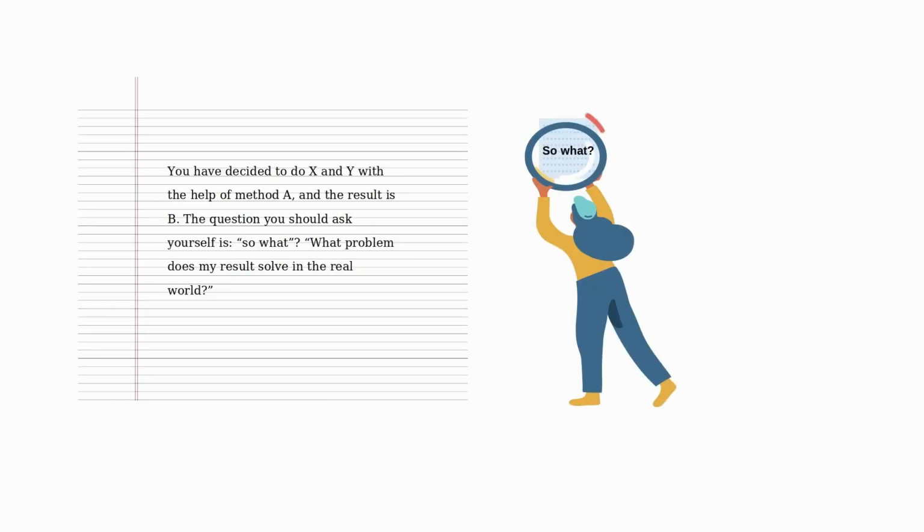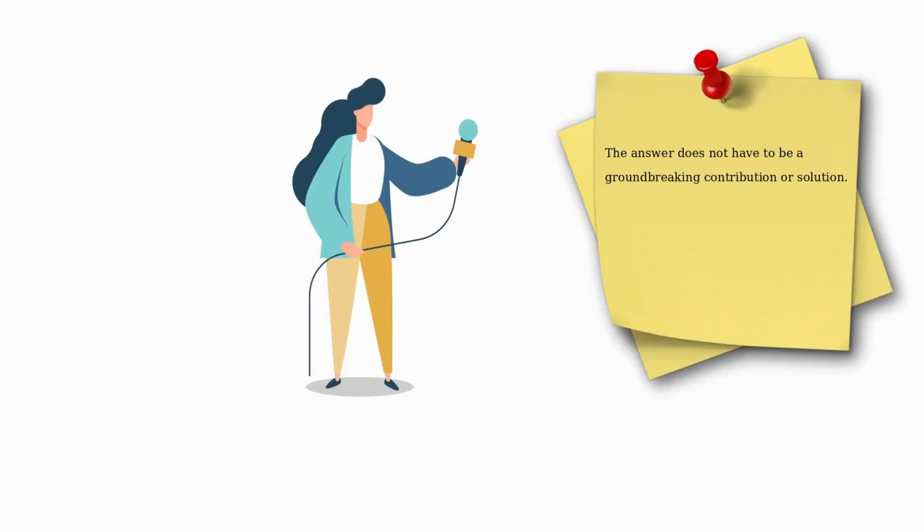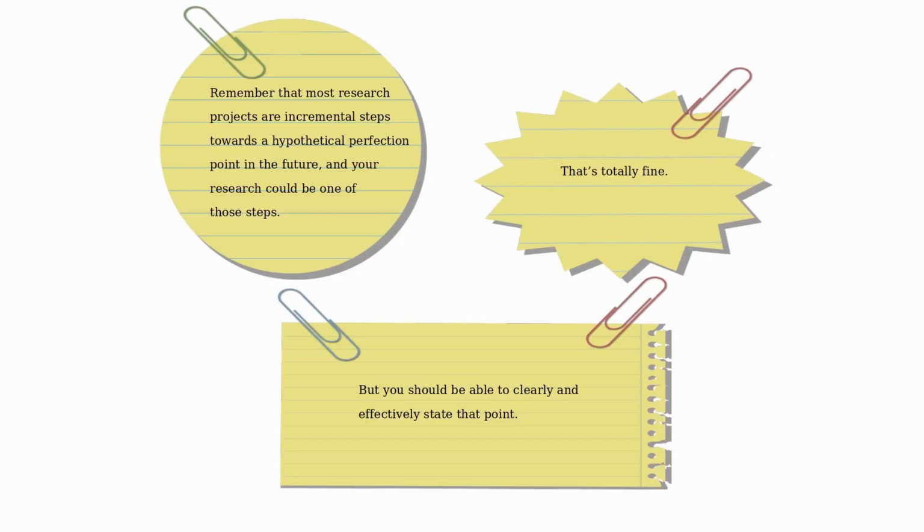You have decided to do X and Y with the help of method A and the result is B. The question you should ask yourself is, so what? What problem does my result solve in the real world? The answer does not have to be a groundbreaking contribution or solution. Remember that most research projects are incremental steps towards a hypothetical perfection point in the future, and your research could be one of those steps. That's totally fine, but you should be able to clearly and effectively state that point.